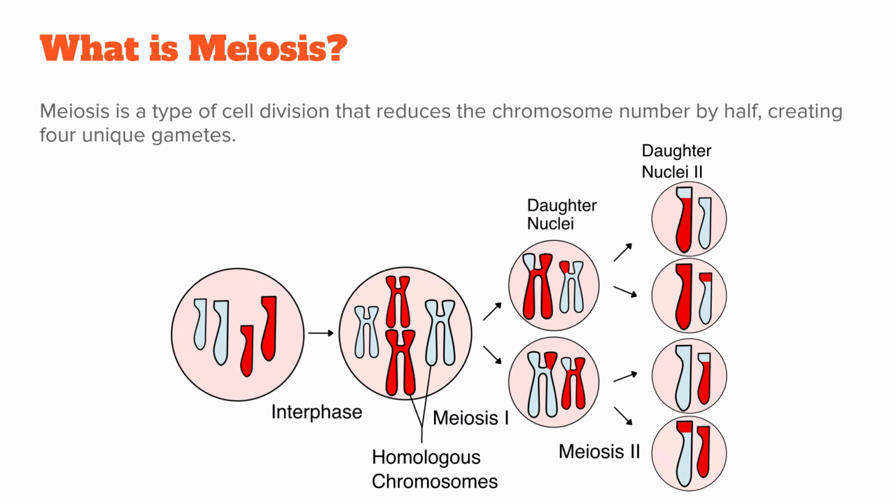Meiosis is a type of cell division that reduces the chromosome number by half. One diploid parent cell divides to form 4 haploid gametes. Unlike mitosis, which produces identical daughter cells, meiosis produces gametes that are all genetically unique. This uniqueness is what makes sexual reproduction such a powerful driver of diversity.